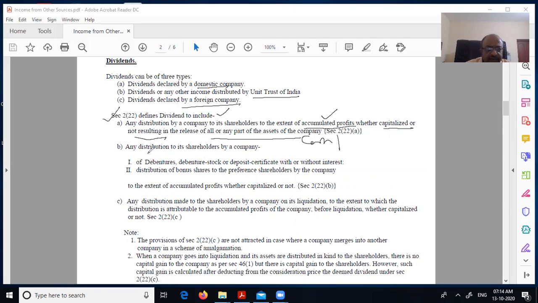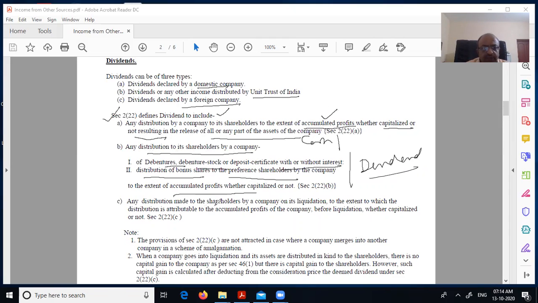Not only that, any distribution to shareholders of debenture stock, with or without any interest, and distribution of bonus or preference shares, to the extent of accumulated profits, will also form dividend. Mind you, these are not the way you thought. Even these distributions to the extent of accumulated profits can be considered as dividend. What? Distribution to shareholders by the company. Now let's move further. More interesting things are there.